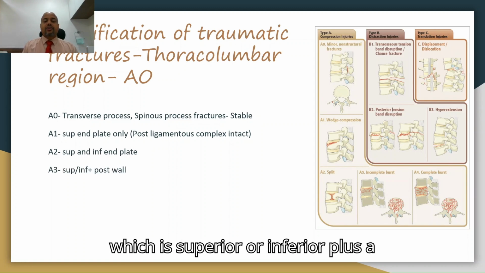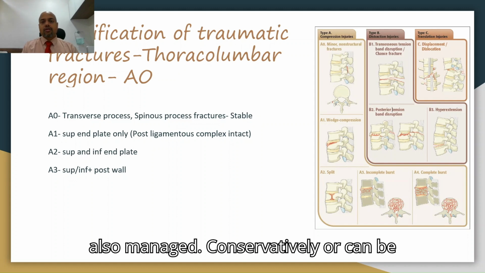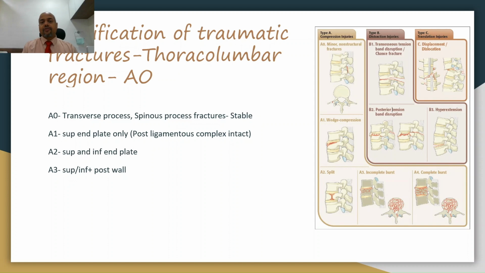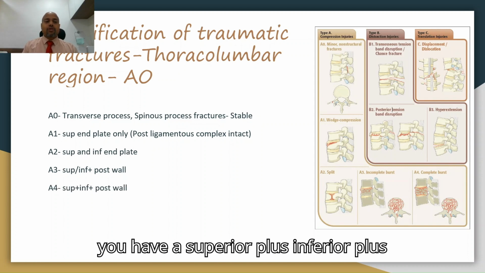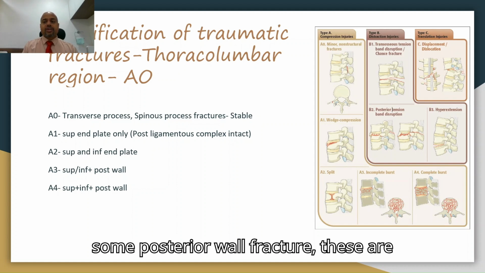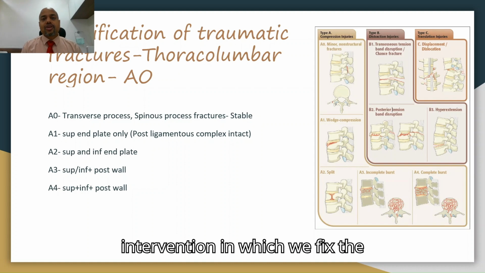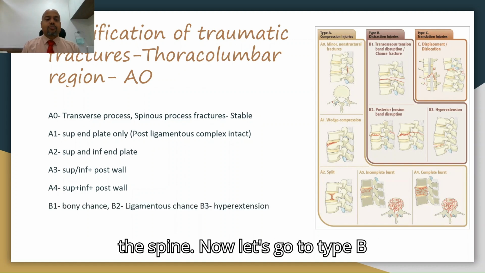Again, A3, which is superior or inferior plus a posterior wall fracture, can also be managed conservatively or can be operated on if the patient has significant weakness in the nerves. Lastly, if you have a superior plus inferior plus a posterior wall fracture, these are generally managed by surgical intervention, in which we fix the vertebrae above and below and stabilize the spine.